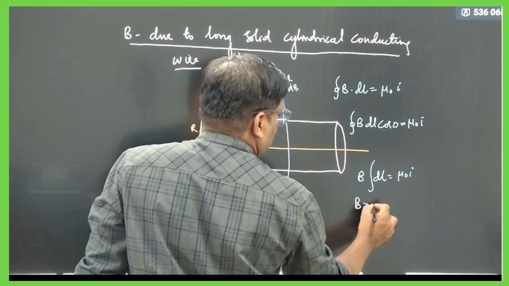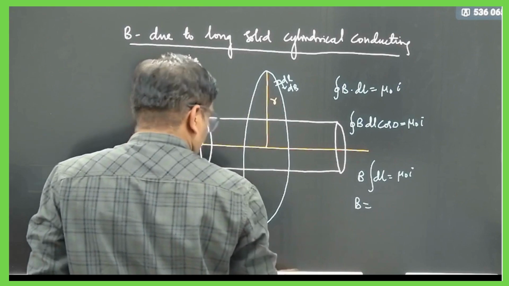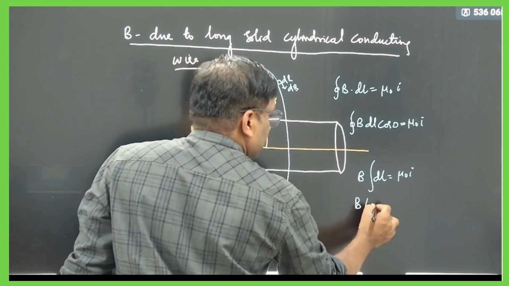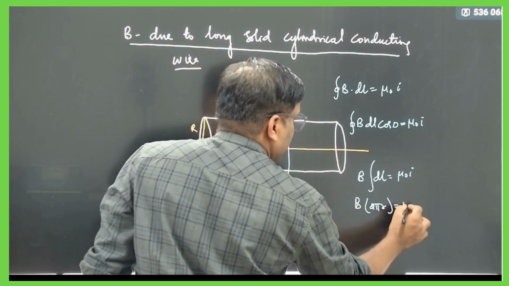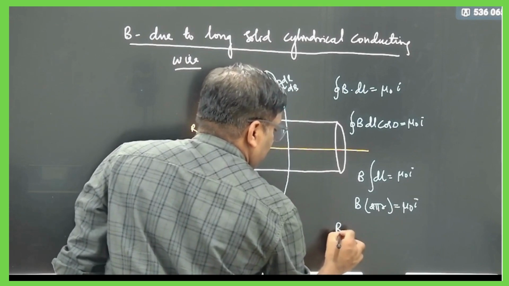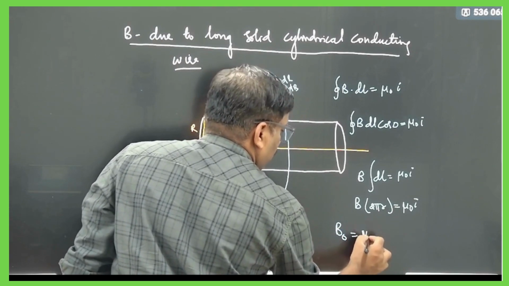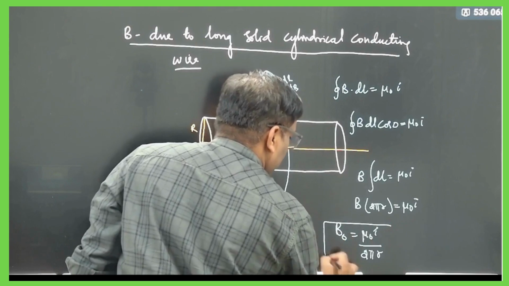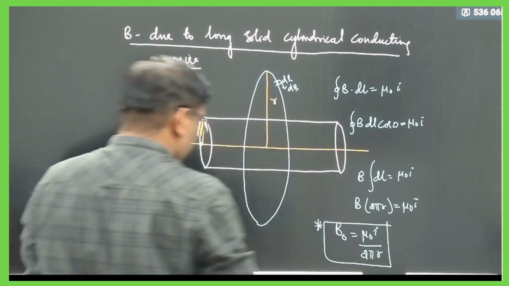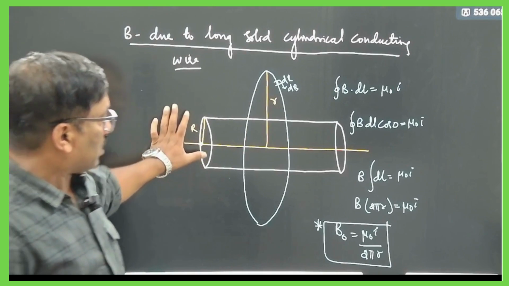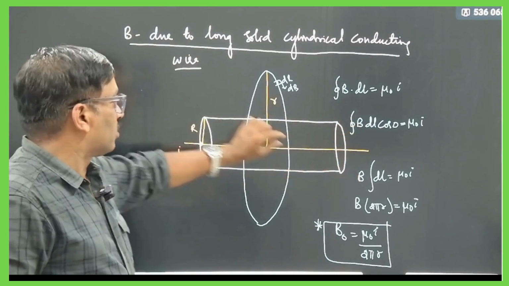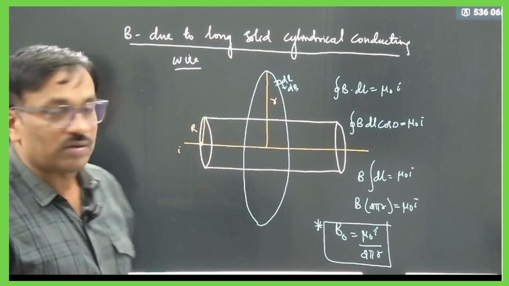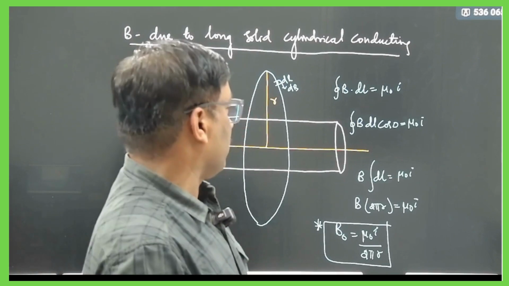So B equals mu naught I divided by the integral of dl. The total length is nothing but the circumference, 2 pi r. So the magnetic field outside is B equals mu naught I by 2 pi r. This is the magnetic field due to a long wire at a distance r outside, mu naught I by 2 pi r.